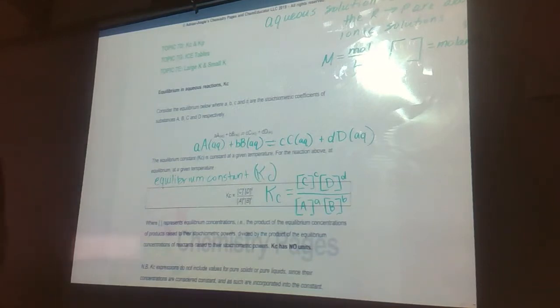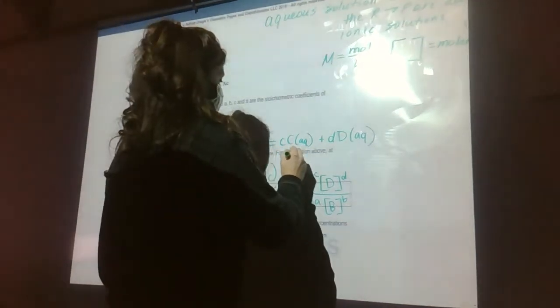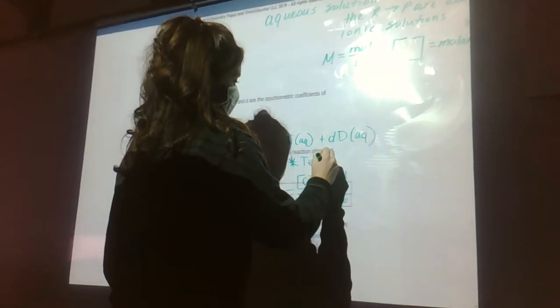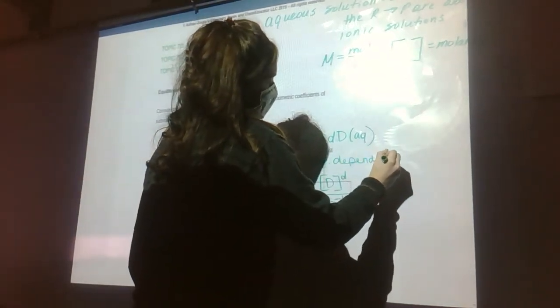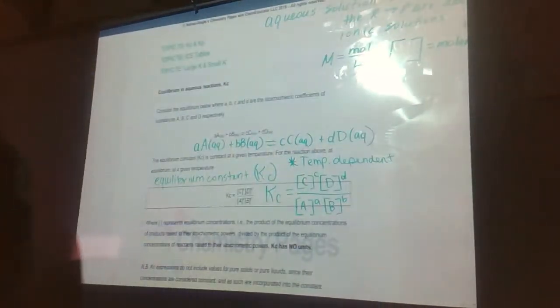Equilibrium constants are temperature dependent, which means if you change the temperature, you'll have to calculate a new equilibrium constant. Kc values do not have units. They're just a number value.